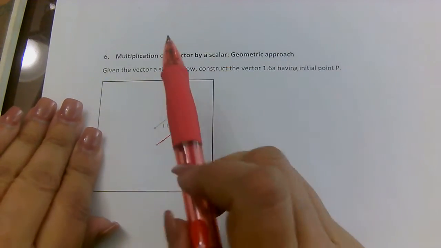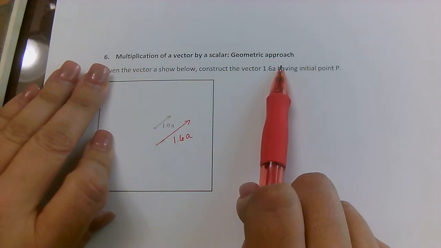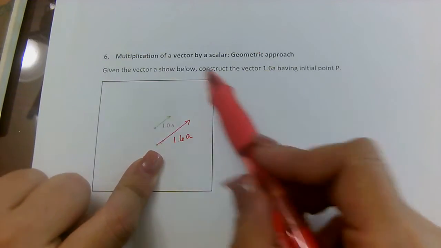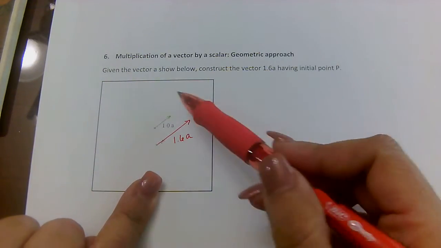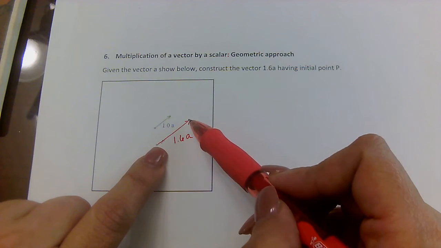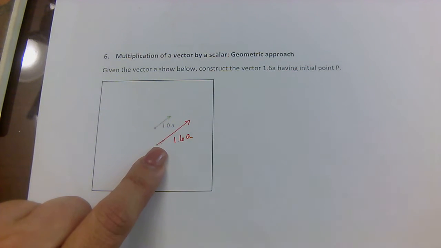Number 6, all you're going to be doing is multiplying the scalar in graphic form. So what you're going to be doing here, and it's a little bit harder to do it on paper, it's easier when you do it in a graph. You're going to take that vector and you're going to stretch it in the same direction until you get 1.6.